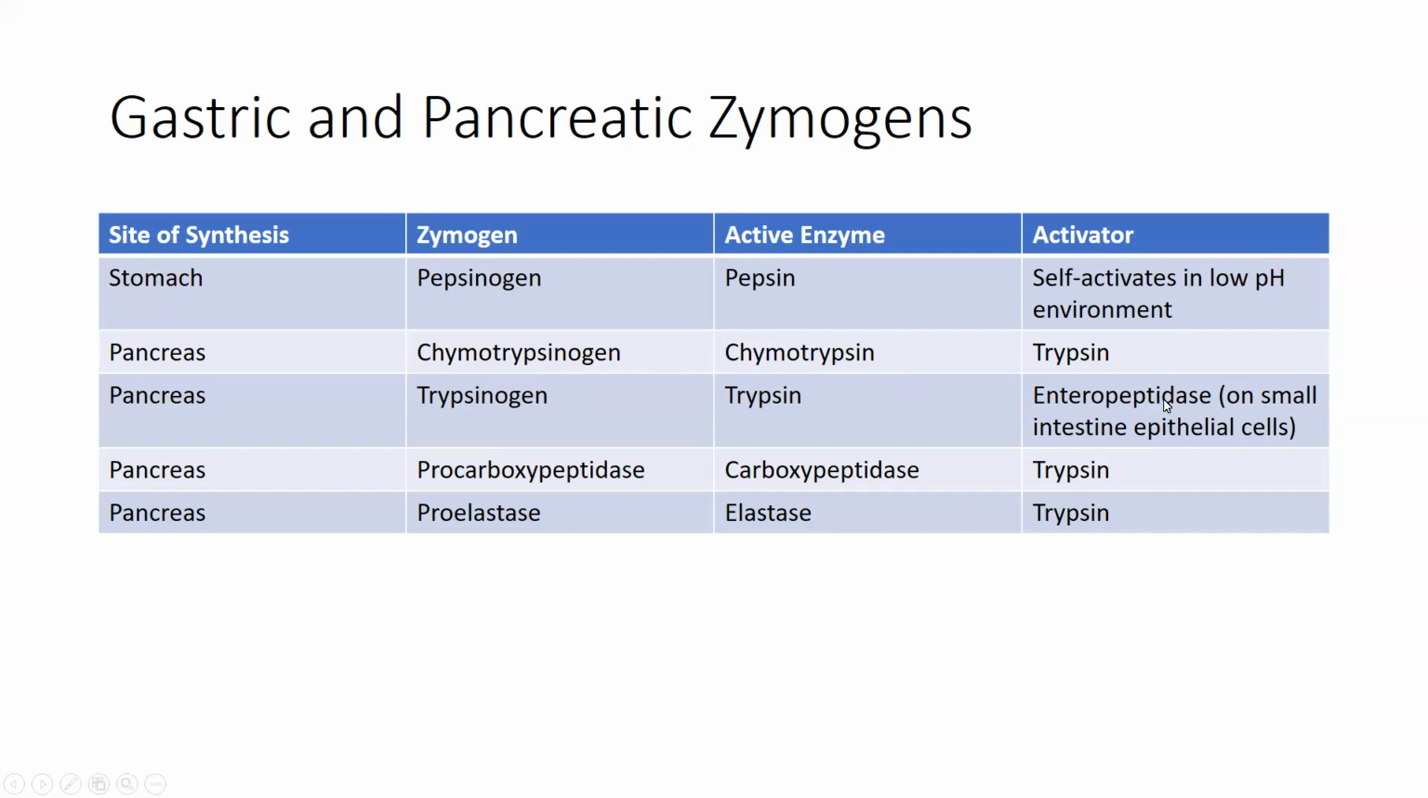And what is trypsinogen's activator? It's enteropeptidase, which is located on small intestine epithelial cells. Entero meaning small intestine or gut, and peptidase, it's going to help digest proteins. When this is present and getting activated or released, it's going to trigger trypsinogen to convert to trypsin. And that's how this process can take place. If trypsin is present in the lumen, the rest of these enzymes, when they're released, will be triggered to become their active form.